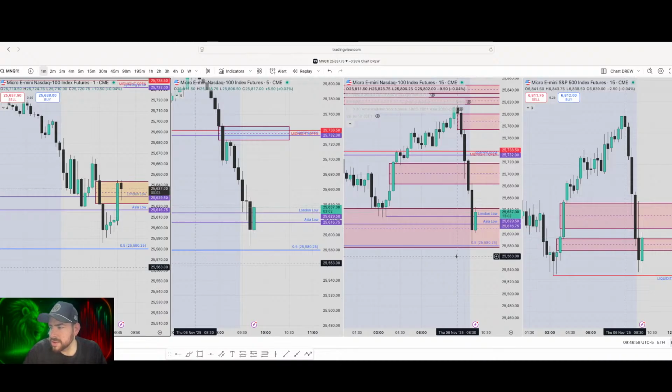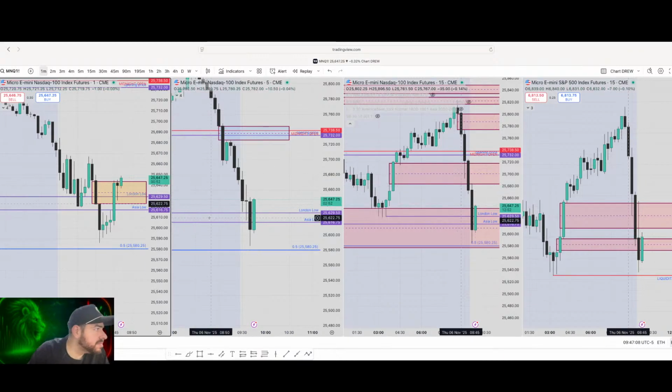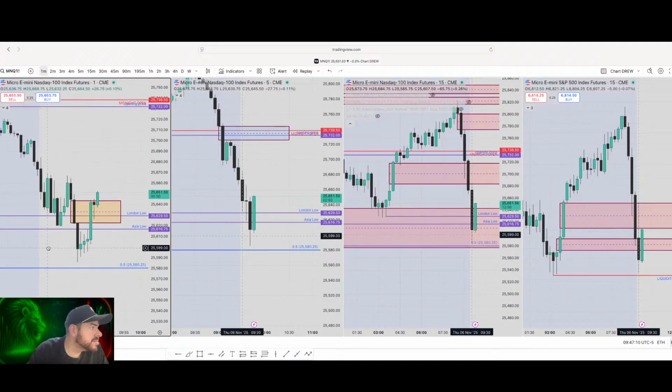But most of the time, if you keep doing that, you'll lose. So I'm not trying to find the bottom. I'm trying to find my setup. Good setup.